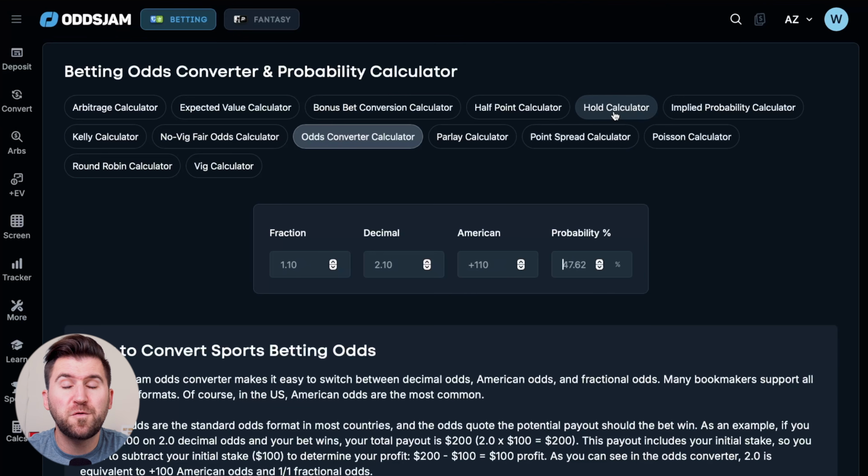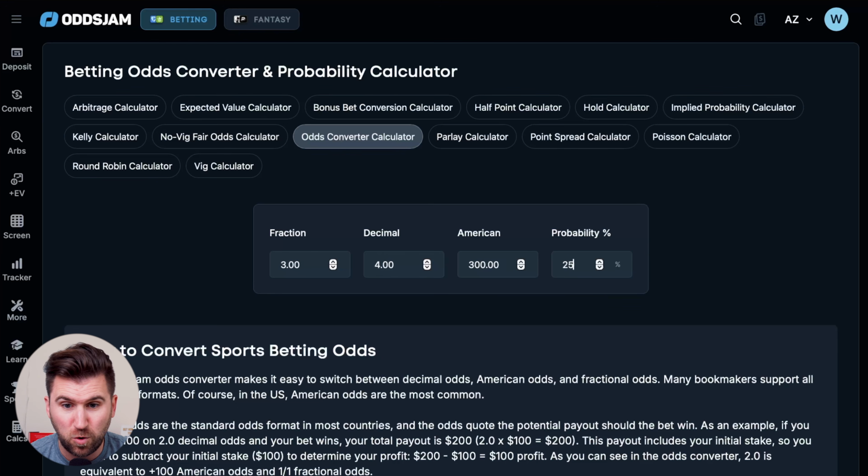Let me start with the most fundamental calculator that every sports bettor needs to understand, and that's an odds converter calculator. Over here at oddsjam.com, we have a number of different free calculators, and the first one that we're going to focus on is an odds converter. So if I told you that I have a 60% chance of winning this bet, that means that I have odds of minus 150 American, 1.67 decimal, or 0.67 fractional. There's 3 different odds that we can describe our win probability, but at the end of the day, odds and win probability are in a marriage with one another.